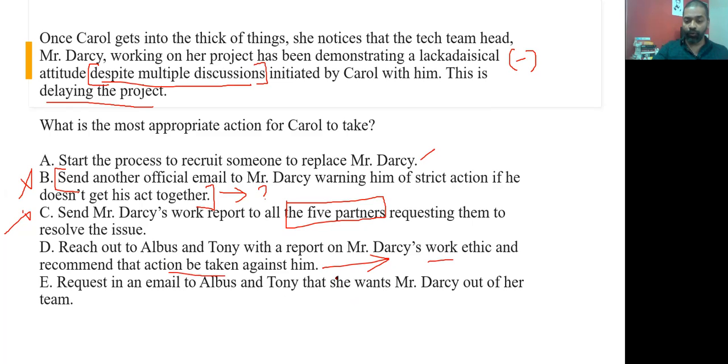Here it comes down to: she wants Mr. Darcy out of her team. You understand the difference between these two? So in option D, the work ethic part is going, and then they should take action against him. In the second part, she's saying, I want this guy out straight away.